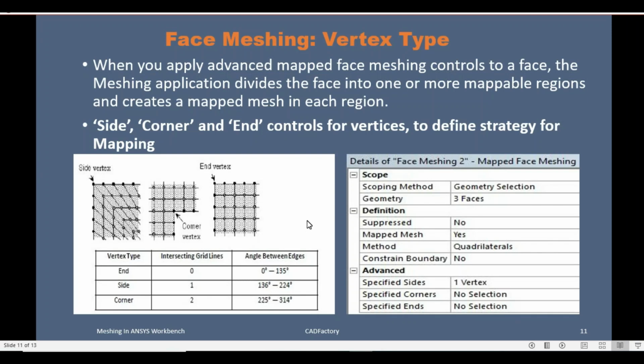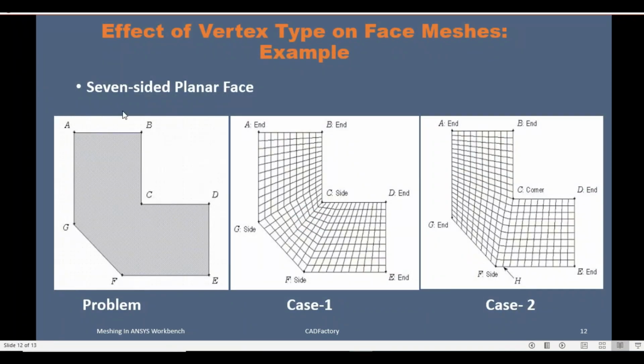Here I have taken one example, a seven-sided planar face. Here you will find the loop A, B, C, D, E, F, G. This is the first case. In this case, A, B, C, D and E will be your end vertices, F is a side, and G is a side vertex. There is no corner vertex for case number 1. For case number 2, C is your corner, G is your end, and F is again a side.